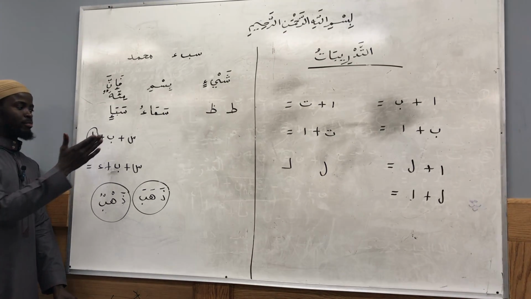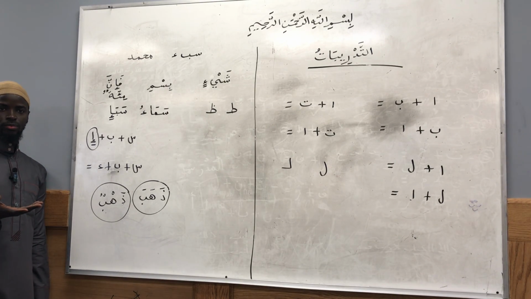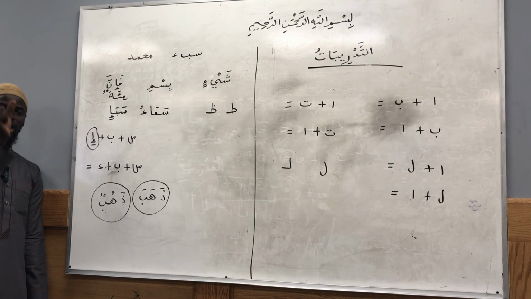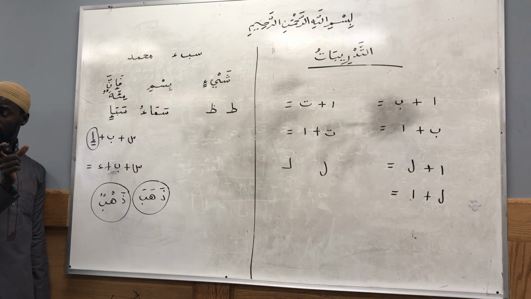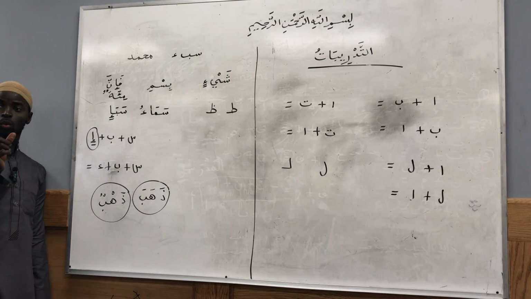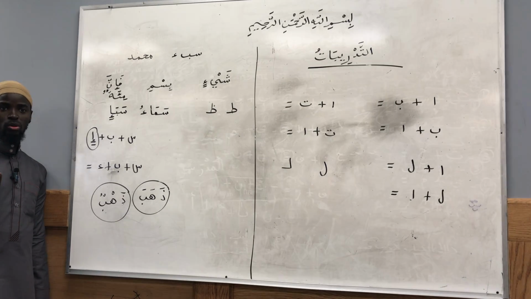Yes, sin and ba and alif. You are pronouncing them without the vowel. You understand? But I told you before, whenever you combine two letters together in Arabic, they must have a vowel. Whenever you combine two letters in Arabic, which you want to read, it must have a vowel, because you cannot read them without the vowel.